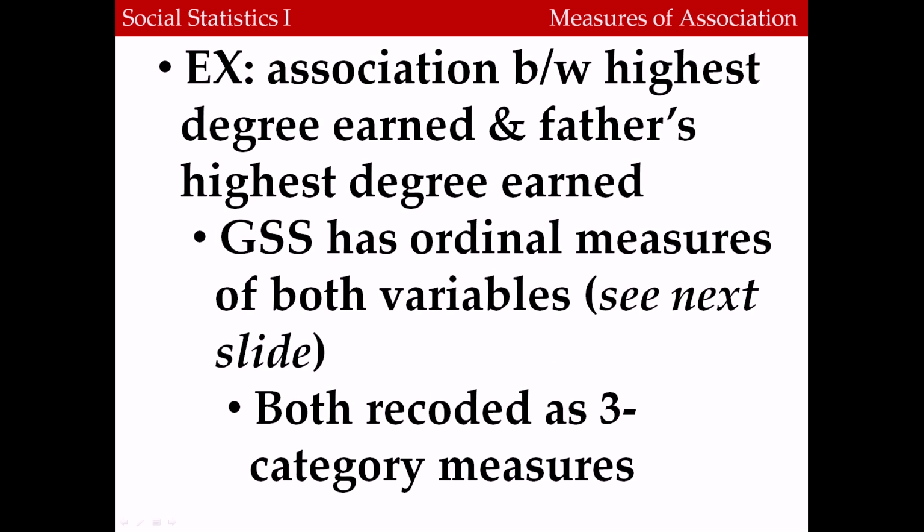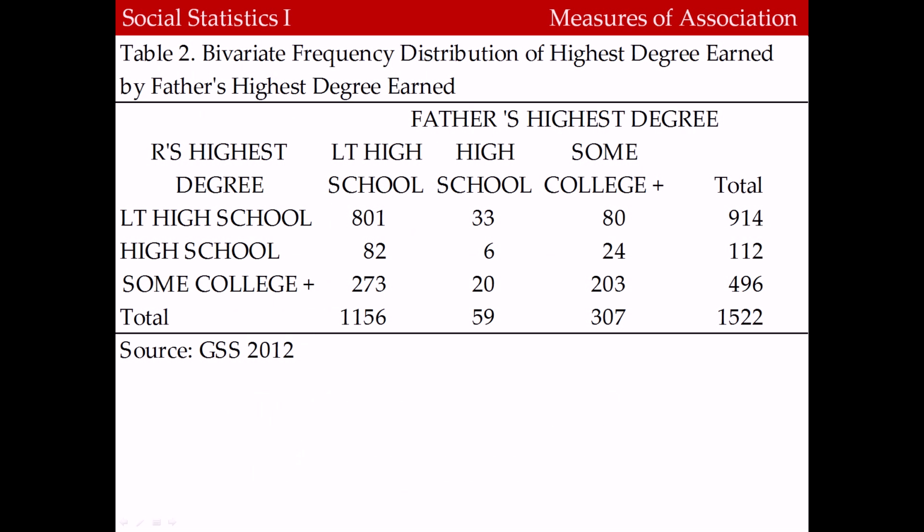To take a look at the calculation of gamma, let's look at the example of the relationship between a father's highest degree earned and a respondent's highest degree earned. We can use ordinal measures from the General Social Survey, which I've recoded to both be 3-category measures to make the calculations a little bit more simple. So, the following table shows a bivariate frequency distribution of father's highest education and respondent's highest degree of education. In order to calculate gamma, we have to calculate the number of inverse order and number of same order pairs.